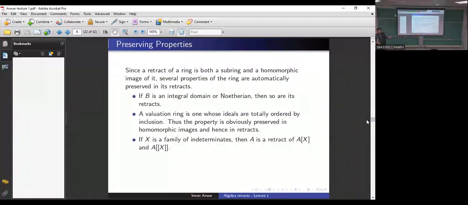Moreover, if X is a family of indeterminates, then A is a retract of A[X], and also of the formal power series ring of it. So these are some results from ring theory, where people are discussing preservation of properties under retraction. And you might be thinking about whether 0 is an algebra retract of any non-trivial ring. So the answer is no, 0 cannot be, because we are assuming a non-zero homomorphism here. This is the most important point as a K-algebra.